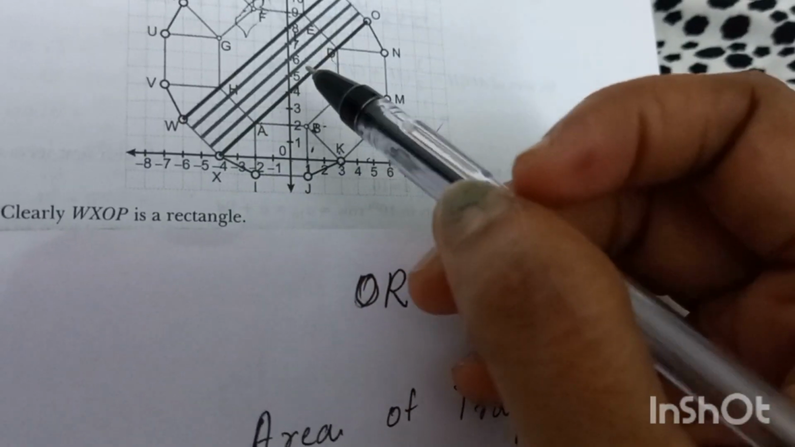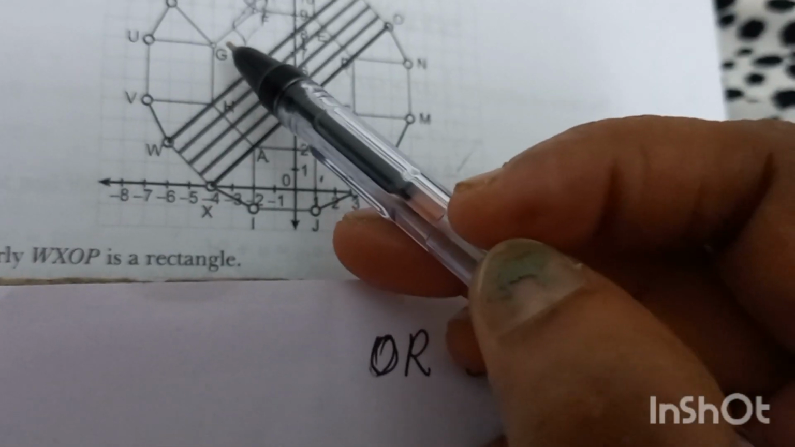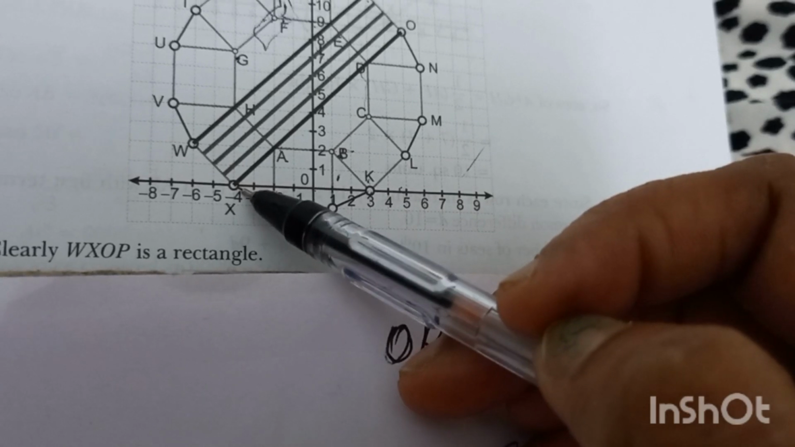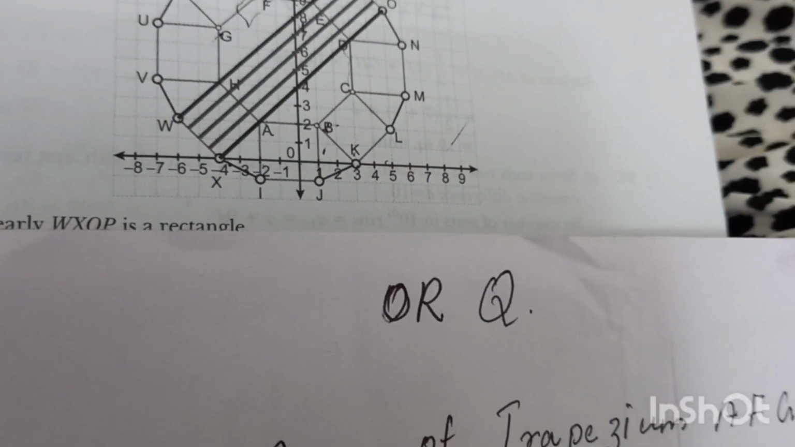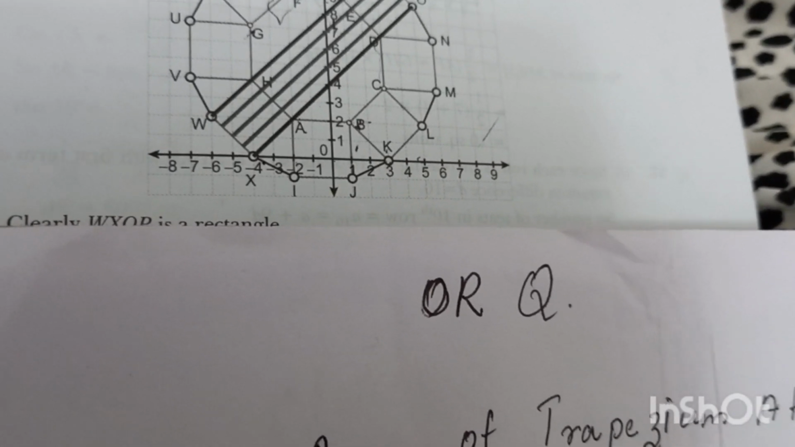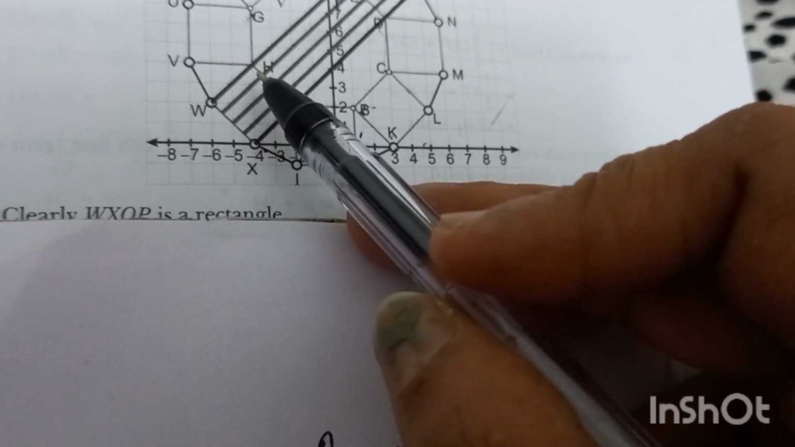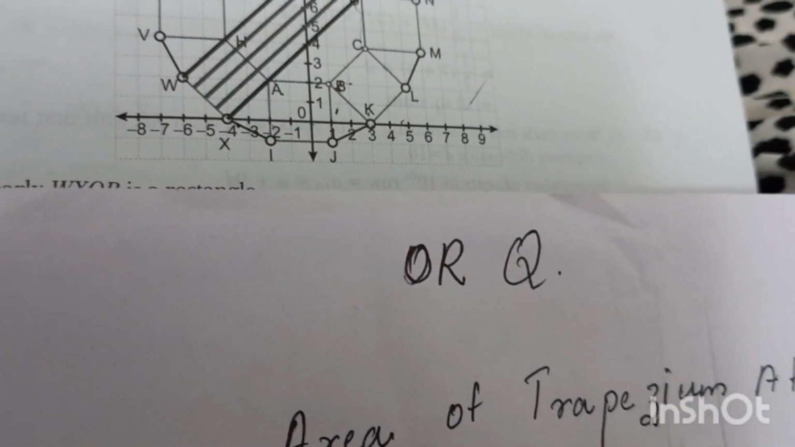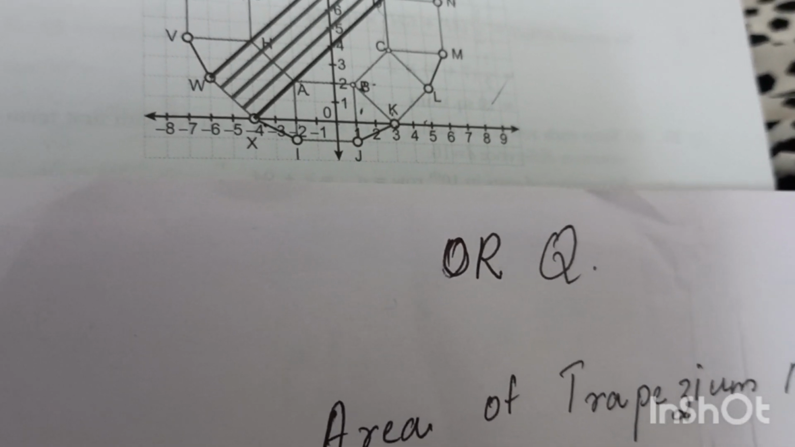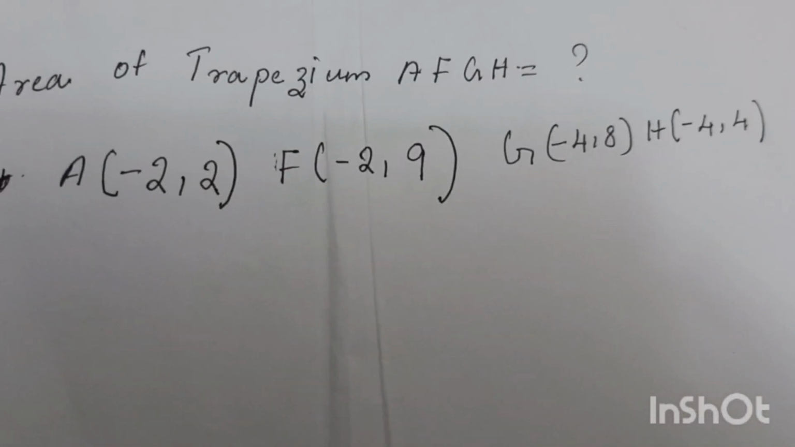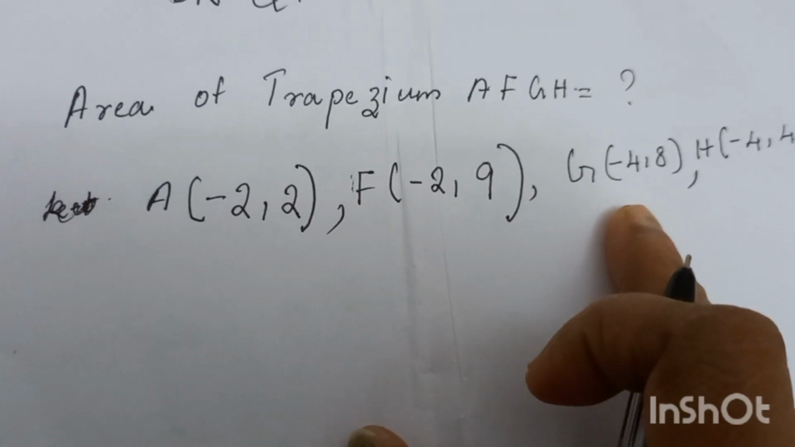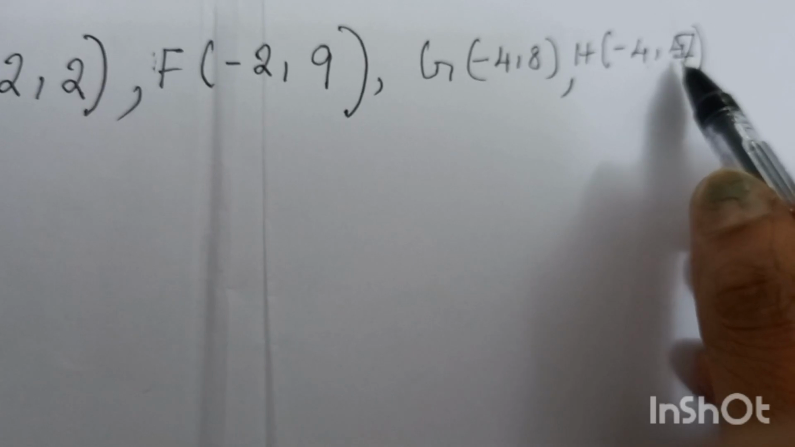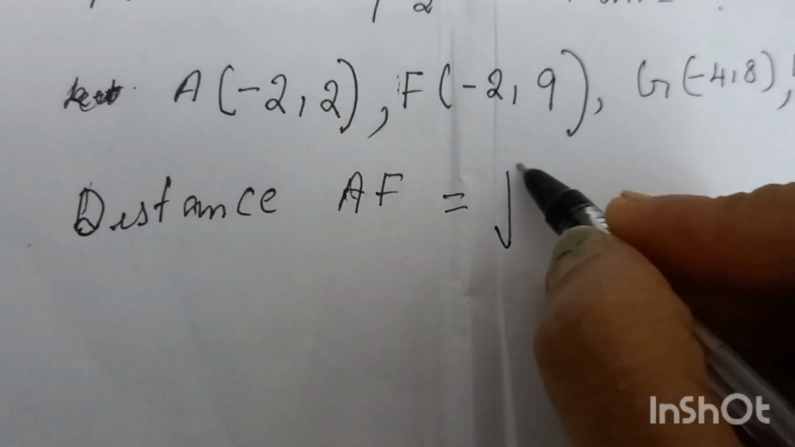AF. G. G is equal to minus 4, 7. Sorry, not 4, minus 4, 7. We have to find the distance.